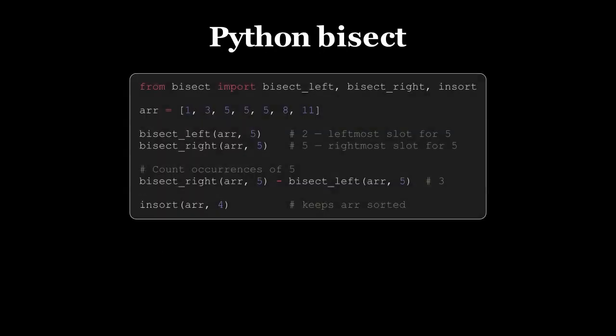In Python, you almost never write binary search by hand. Use the bisect module. Bisect_left returns the leftmost position where you could insert a value and keep the list sorted. Bisect_right does the same for the rightmost. Together, they handle the leftmost occurrence and rightmost occurrence variants for free. Insort inserts and keeps the list sorted. Production grade, written in C, fast.